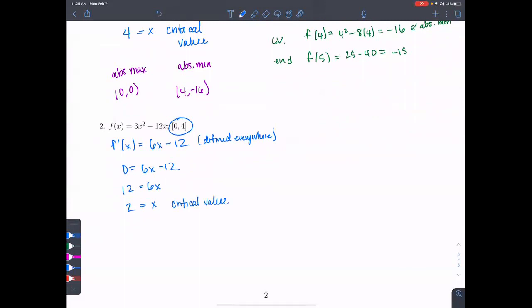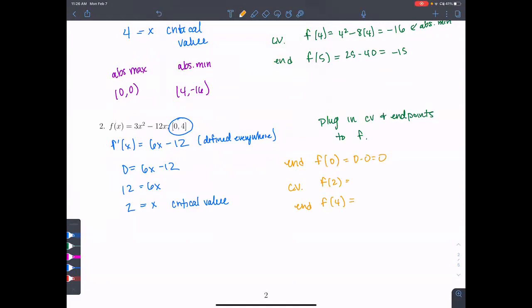Then we plug our critical values and our endpoints into f. We're looking at f of the first endpoint, which is 0, f of the critical value, and then f of the other endpoint. If you have more than one critical value in the interval, use it. So f of 0 would be 0 minus 0, so it's 0. F of 2 is going to be 3 times 4 minus 12 times 2. That's 12 minus 24, so negative 12.